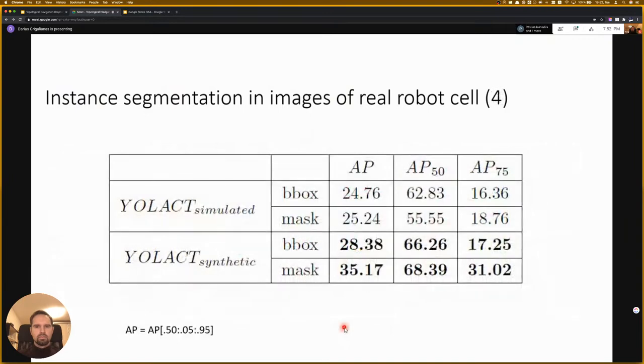Both of these versions were also evaluated by calculating average precision. And you can see that average precision for masks improved by almost 10%, which is quite a significant improvement. And in all areas, it improved the overall accuracy of predictions.